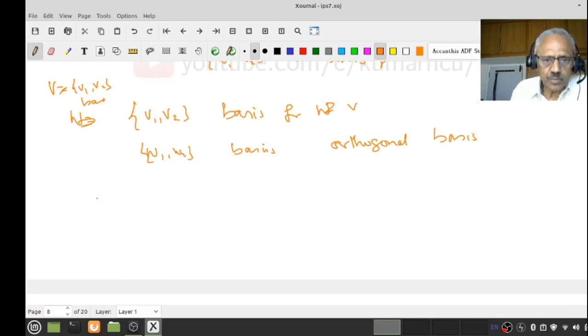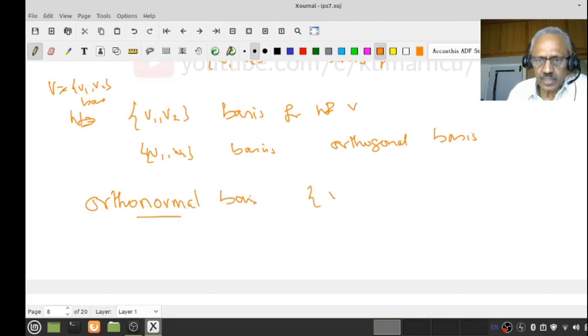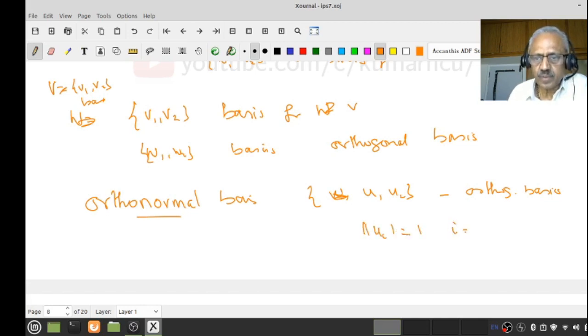And one talks about an orthonormal basis, something like, let us say, U1, U2, so that this is an orthogonal basis. That means it's an orthogonal set and it's also a basis so that each of the vectors is of norm 1. That is, you are normalizing. Each one of them will have the same length.